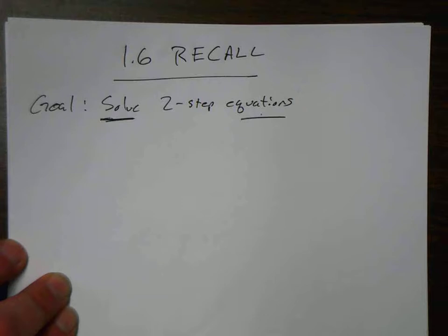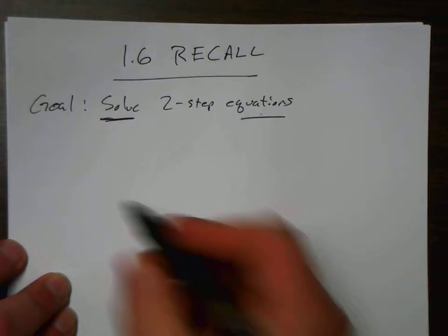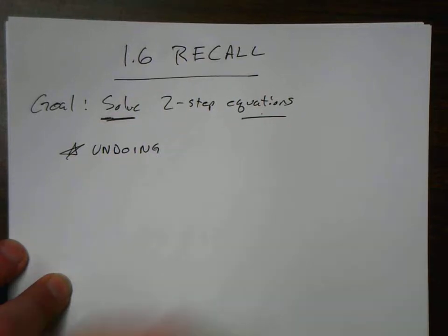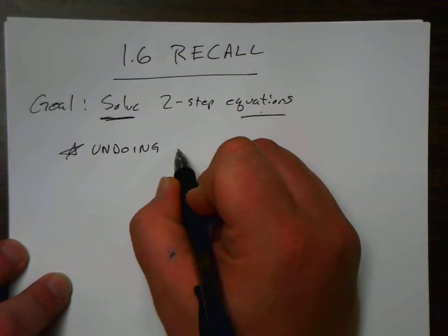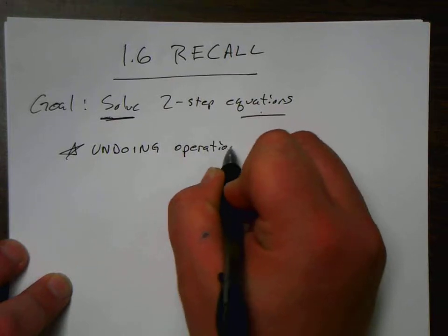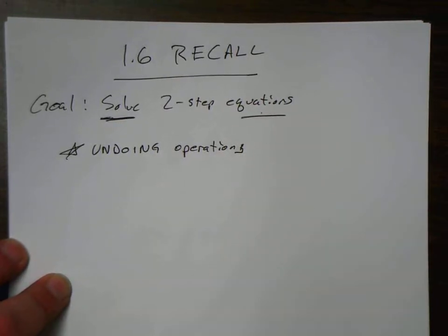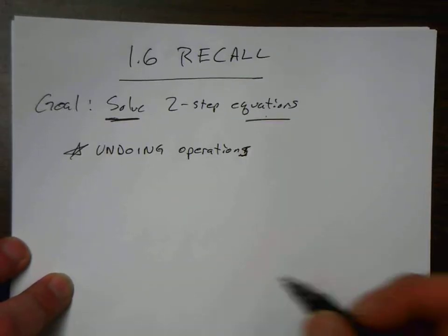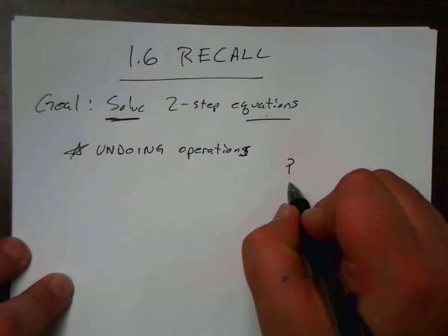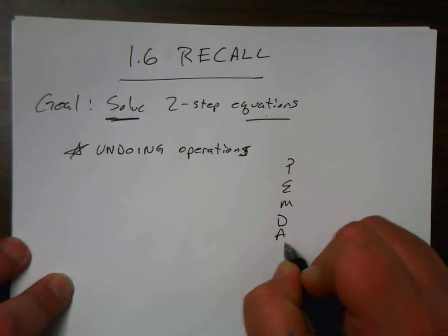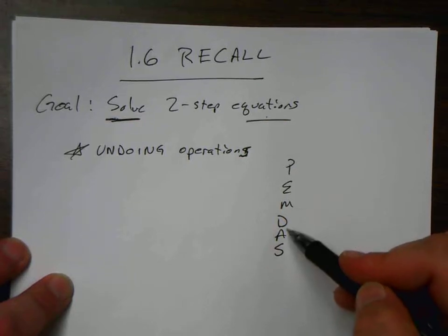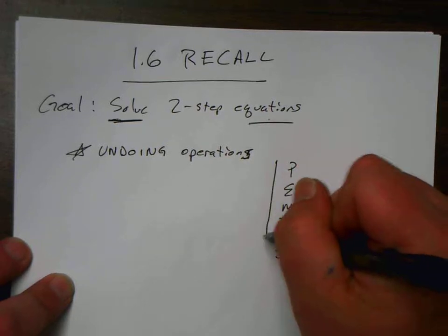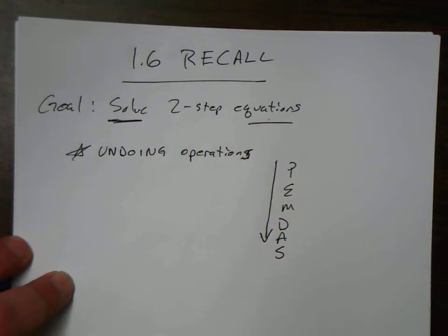And in general, you're going to hear all sorts of stuff, but here I want you to understand that you're going to be undoing the operations. Undoing operations. So ultimately, as you remember, the order of operations is PEMDAS, right? Parentheses, exponents, multiplication, division, addition, subtraction. And in general, whenever you plug numbers in, you want to follow the order of operations. And that should be pretty natural at this point.